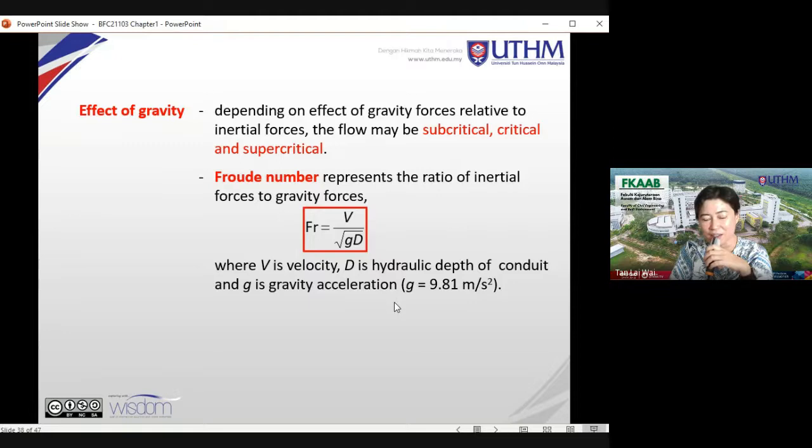unless it is stated. For example, in your quiz, I stated the diameter of the circular channel is given as such. So you can use D in there. So be careful. I hope you can distinguish between those two different D. Of course, gravitational acceleration, we are using 9.81 in our class.